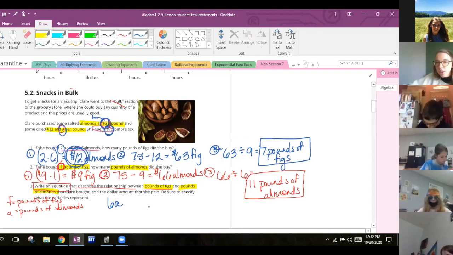Okay, now you can represent the multiplication multiple ways. You can put the little times dot, you can put it in parentheses, you can do any of those things, but I like to just keep it 6A.